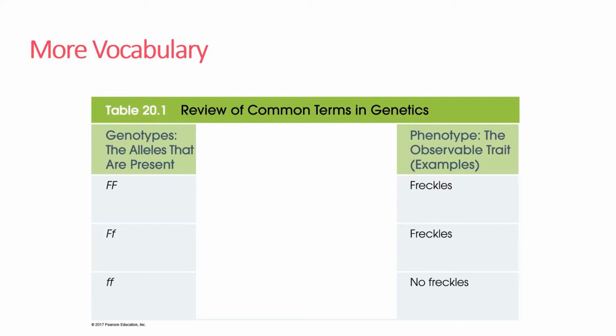Additional terms are on this slide. Phenotype and genotype are two terms that are used to describe the way somebody looks and the genes that they carry that contribute to that appearance, respectively. The genotype is the combination of alleles that a person carries, and the phenotype is the way that genotype looks on the outside.